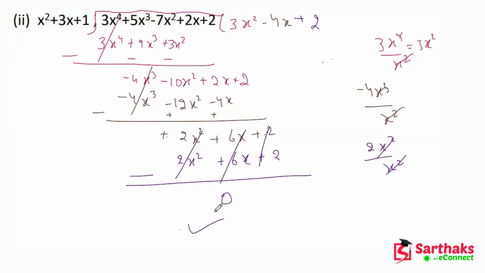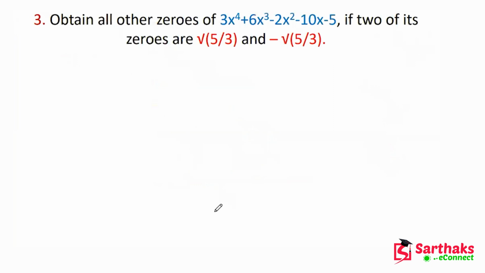Now let's go on. Obtain all the other zeros of 3x raised to power 4, plus 6x raised to power 3, minus 2x raised to power 2, minus 10x minus 5, if two of its zeros are these. So what will we have to do? We have two zeros, under root 5 by 3 and minus under root 5 by 3. And we have to find the other two zeros. Okay, so how many zeros? There are 4 zeros because this is of the order of 4.